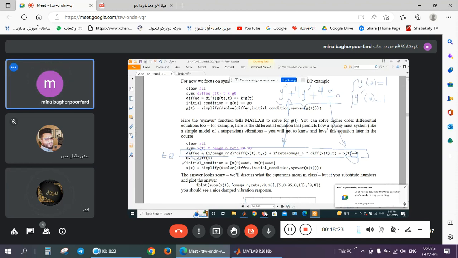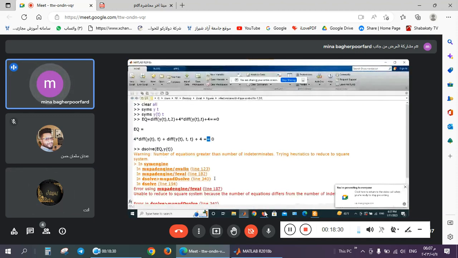Initial condition. We don't have an initial condition. Where is my initial condition in this equation? I don't put my initial condition, and so we have errors. If we don't write the initial condition, you have an error. My mistake is that I don't define initial conditions.